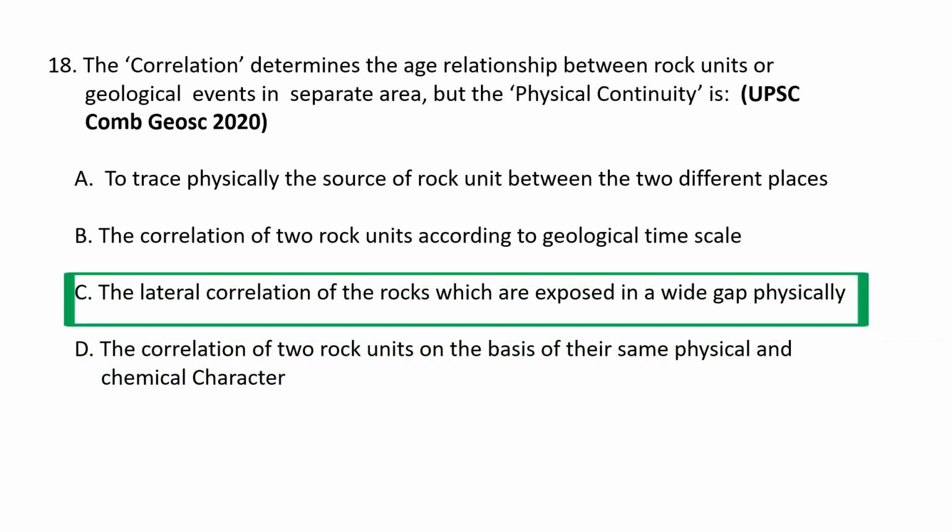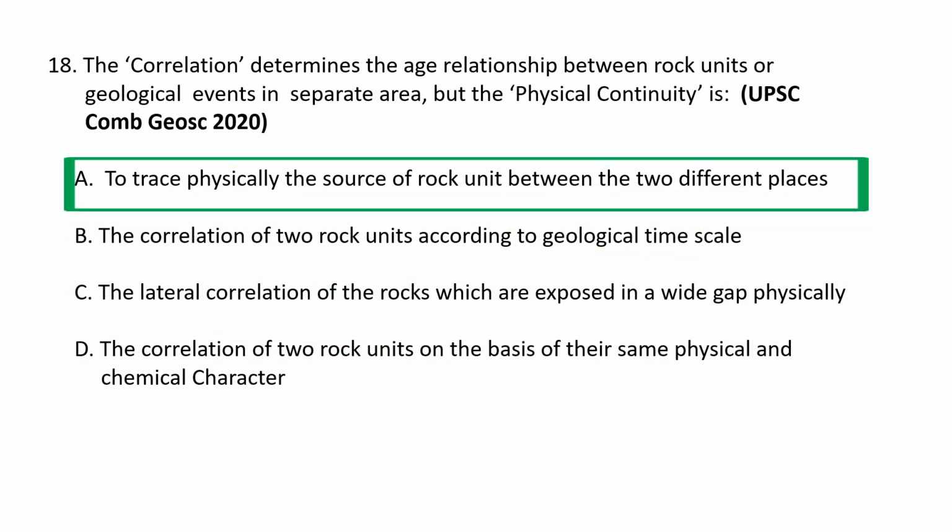So the correlation determines the relationship between the rock units, but the physical continuity is to trace physically the source of the rock unit between the two different places. So A is the correct option.